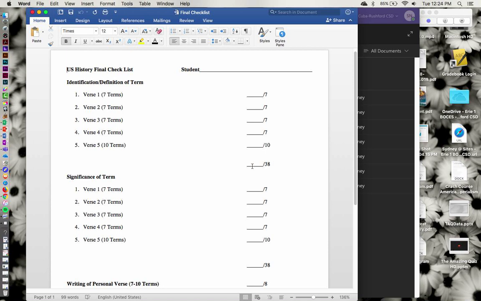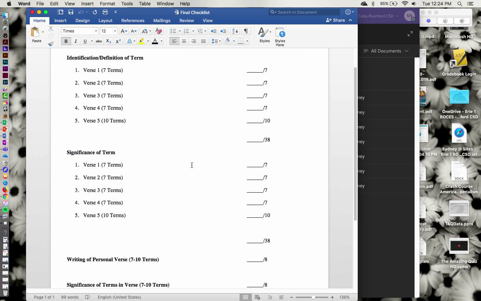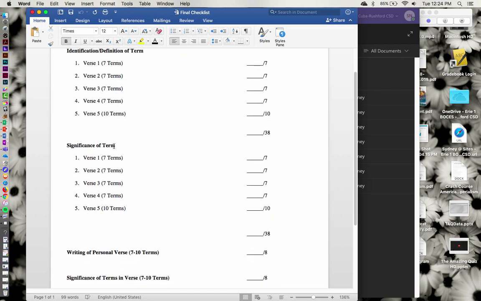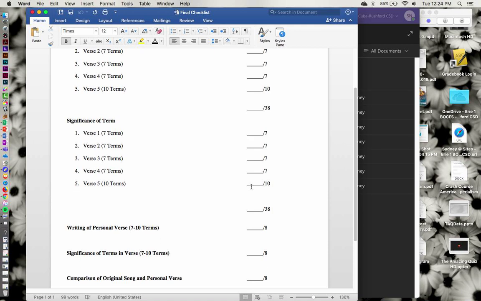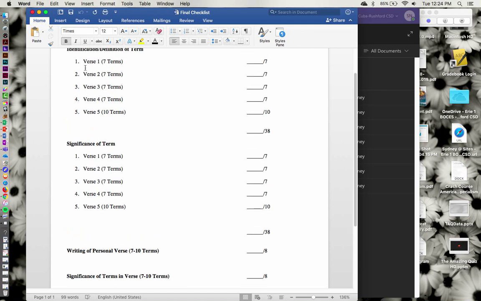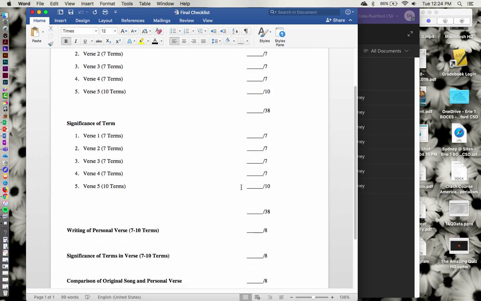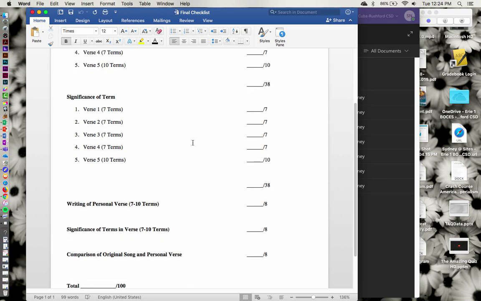So part one is out of a total of 38 points. The significance of the term is also a separate set of points. You're going to get 38 points out of that as well. So this is the definition, and then this is the significance.